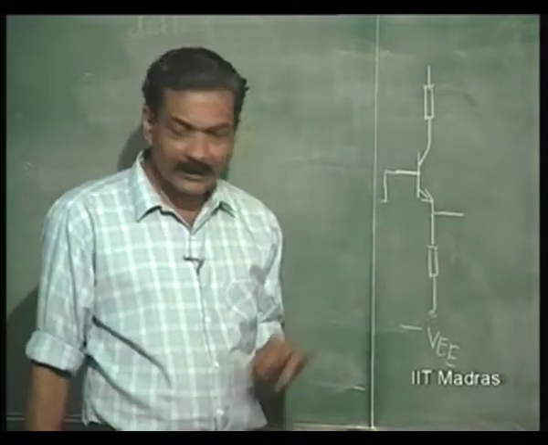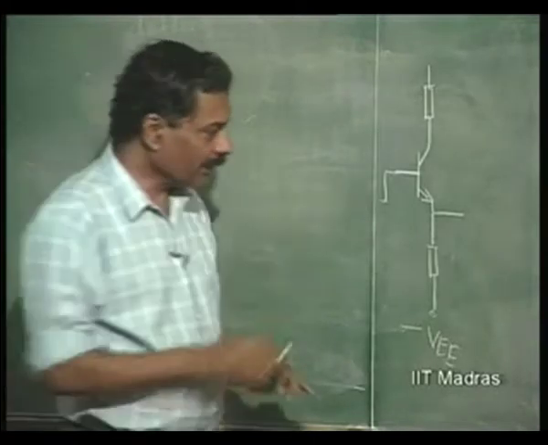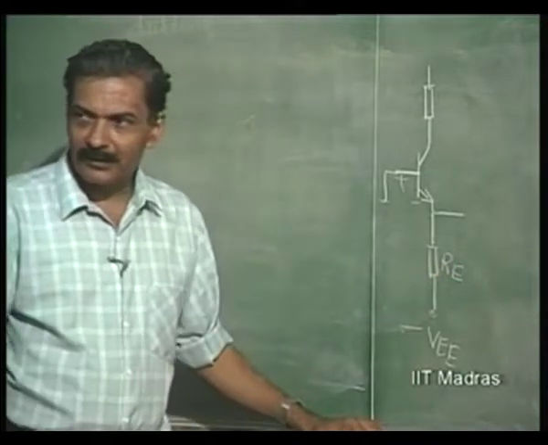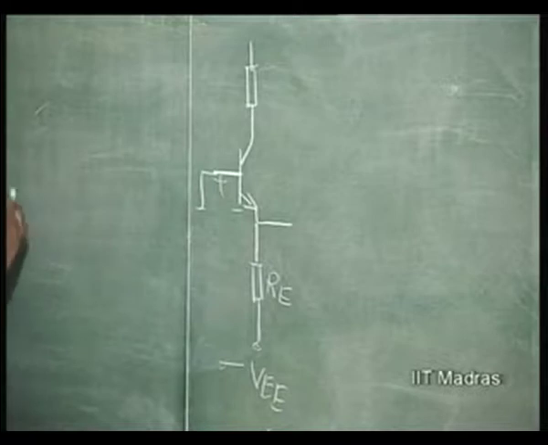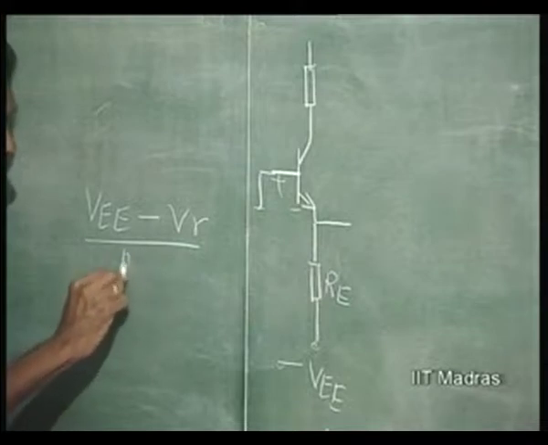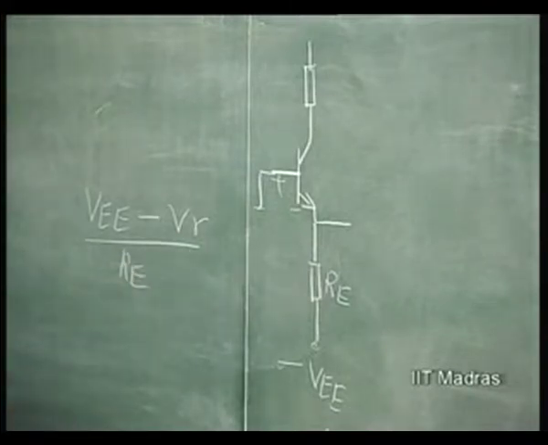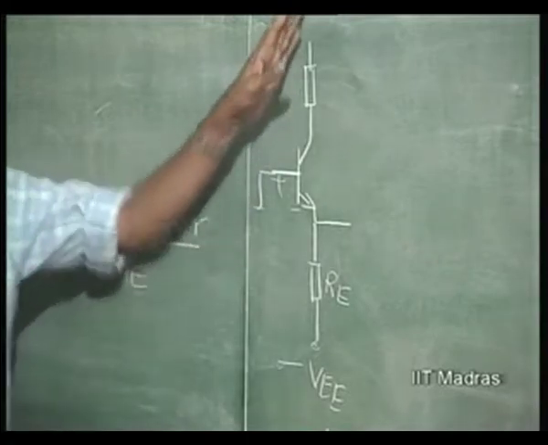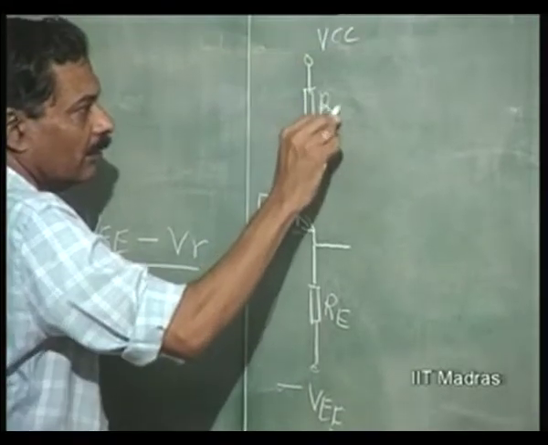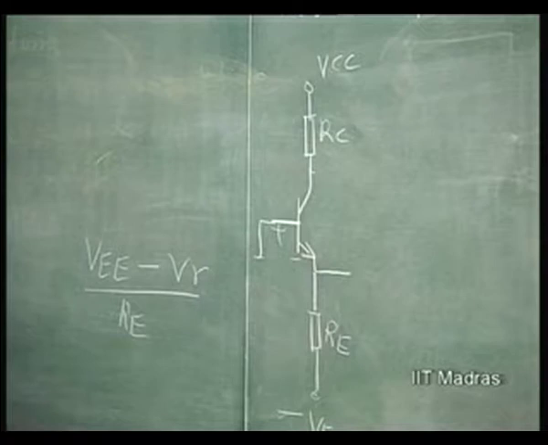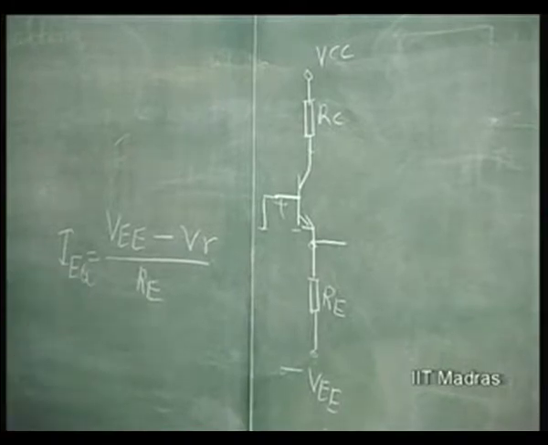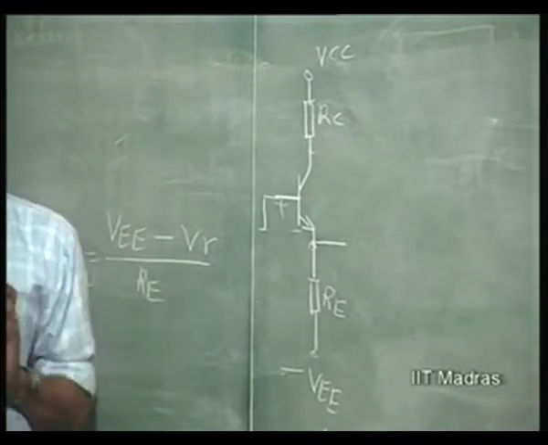But what was the purpose of putting this resistance? If you remember, we wanted the current to be fixed by the emitter resistance, so that the current in this circuit became equal to VEE minus V gamma divided by RE. Stable it became. This fixed up the emitter current, and then the collector current was very nearly equal to that. So, the operating point was very stable. We do not want to affect the stability of the operating point.